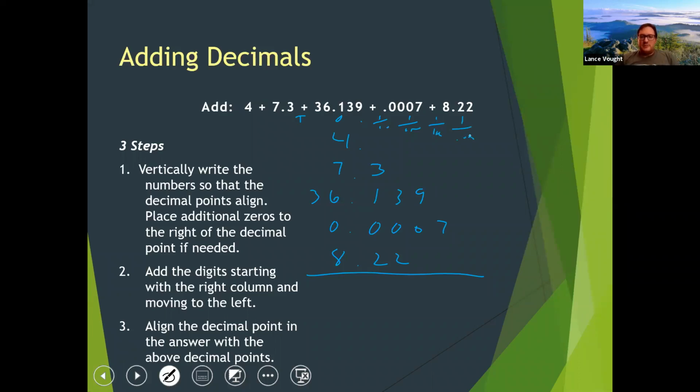So we add these all up. There's nothing else in the 10,000ths column except 7, so that's what's left. 9 plus 0 in the thousands column gives you 9. 3 plus 2 in the hundreds column gives you 5. 3 plus 1 plus 2 gives you 6 in the tenths column. And then add these numbers together. 4 plus 7 is 11, plus 36 is 47, plus 8 is 55. So you're left with 55.6597, which would round to 55.66.